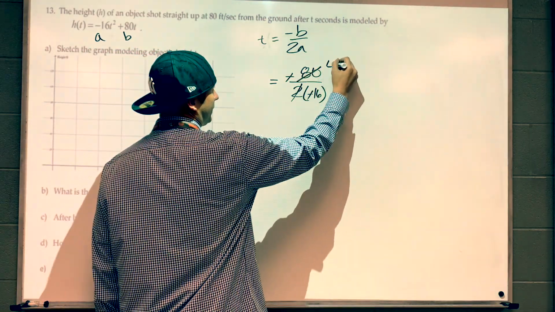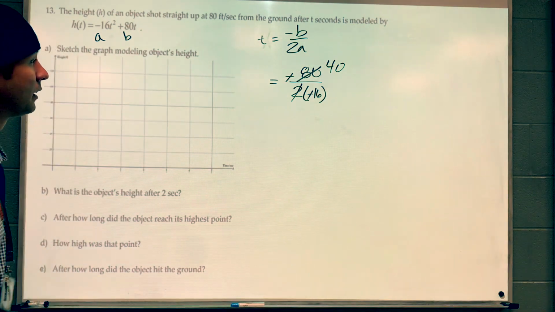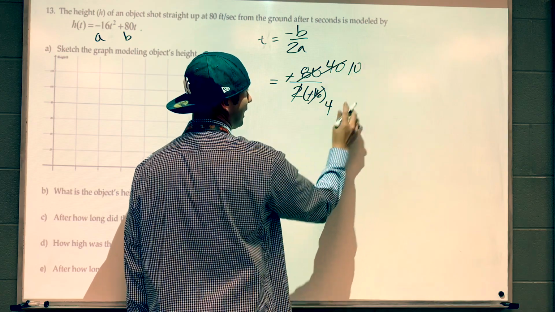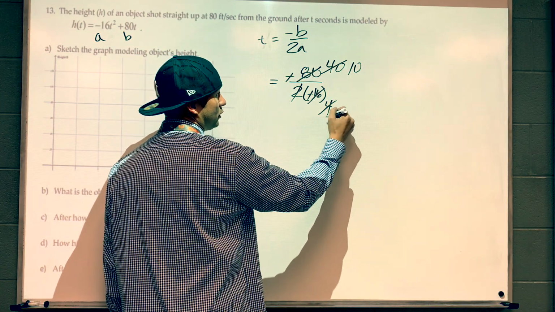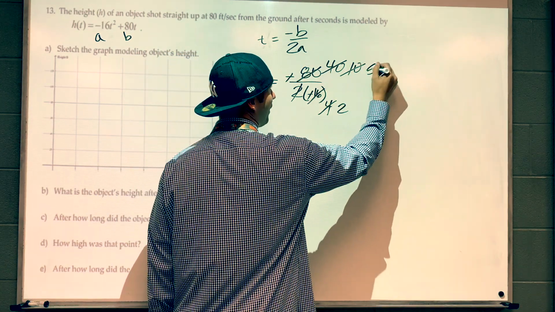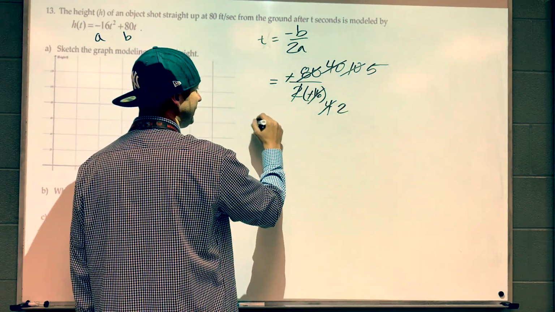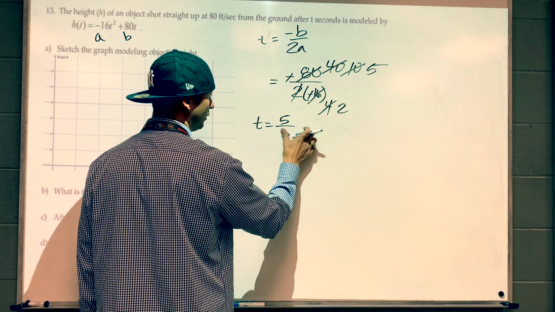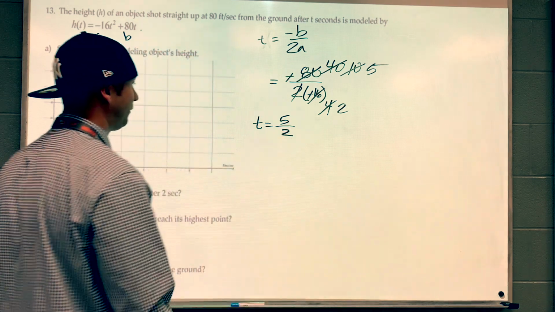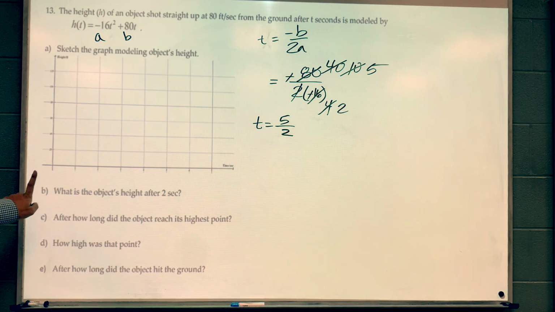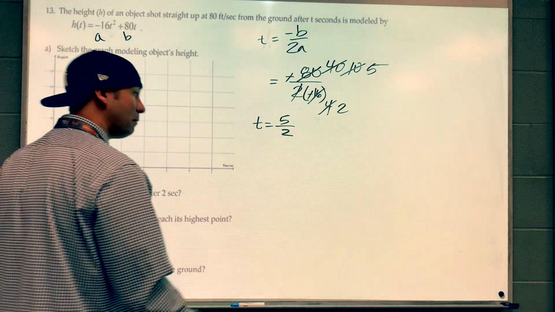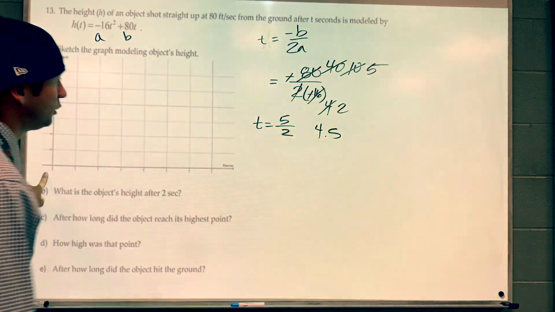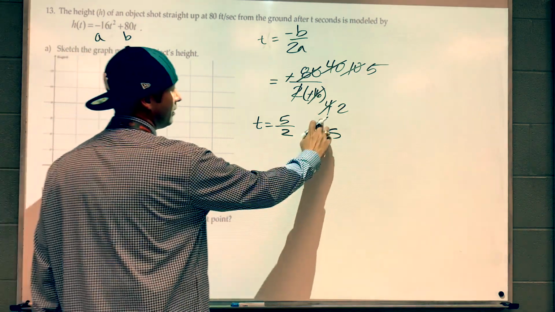2, cancel here to make that 40. 4 goes into 16 4 times. 4 goes into 40 10 times. 2 goes into 4 twice. 2 goes into 10 5 times. So t is equal to positive 5 over 2. What was that, 4.5? 2 goes into 5, oh no, it's 2.5.